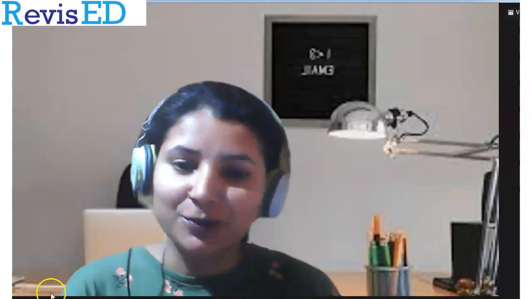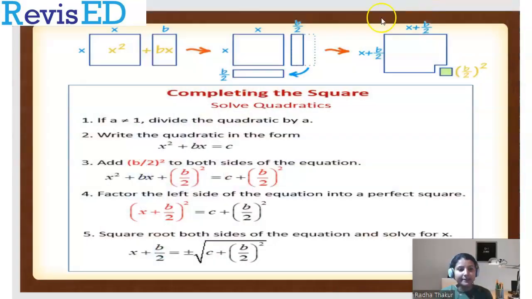Fine. So let's go to the PPT first. Yes. So here we are. The topic is completing the square method. This is another method to solve a quadratic equation. The first method is factorization, the second is the graphical method, and the third one is completing the square. So what do you mean by completing the square? It means we are going to complete the square.